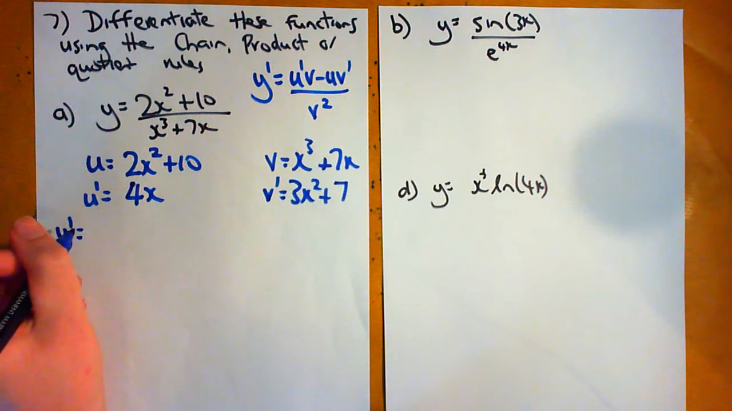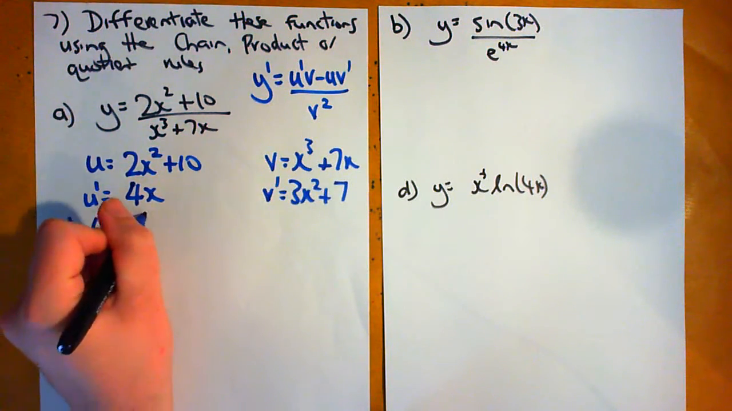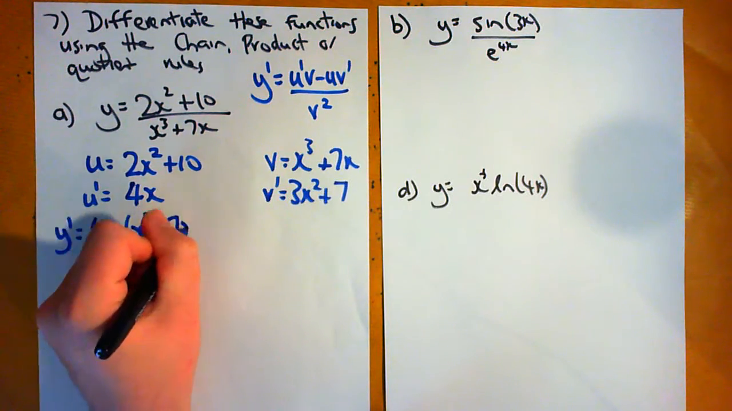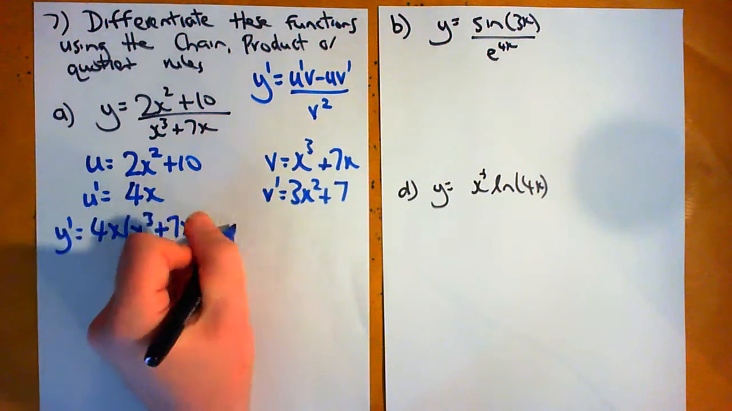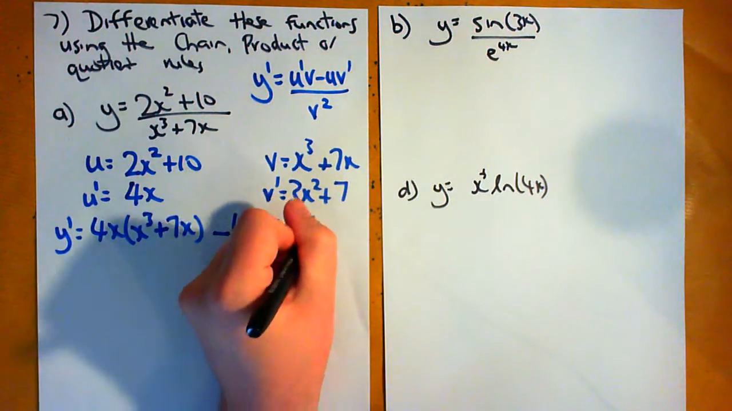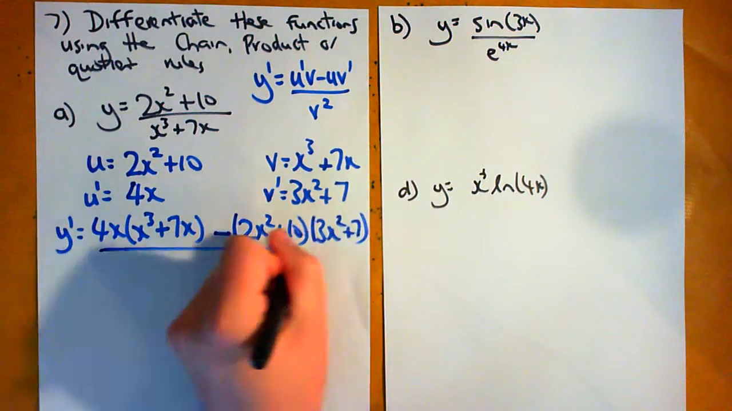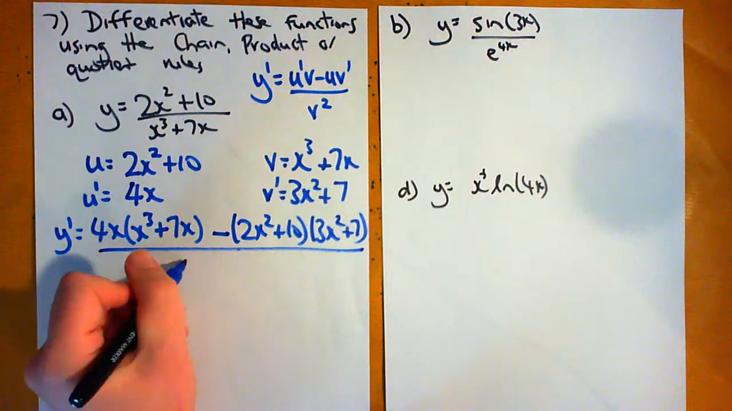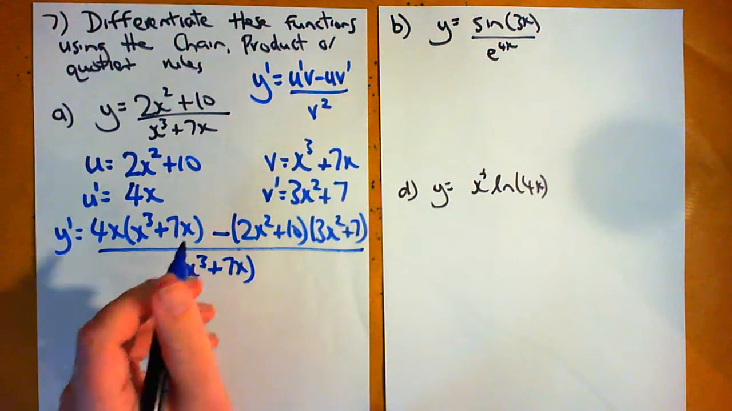Now y dash is u dash, which is 4x, times x to the power of 3 plus 7x, which is your v, minus u, which is 2x squared plus 10, times 3x squared plus 7, and this is all divided by v squared, which is x cubed plus 7x, all squared.